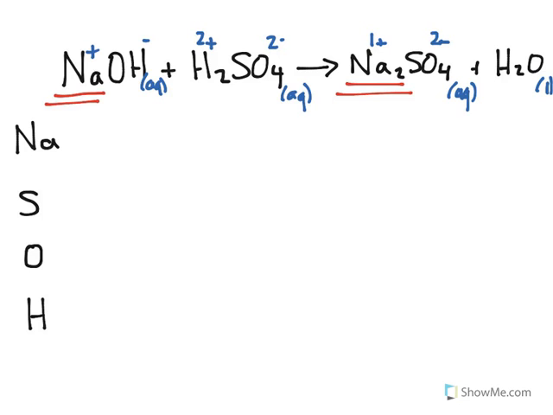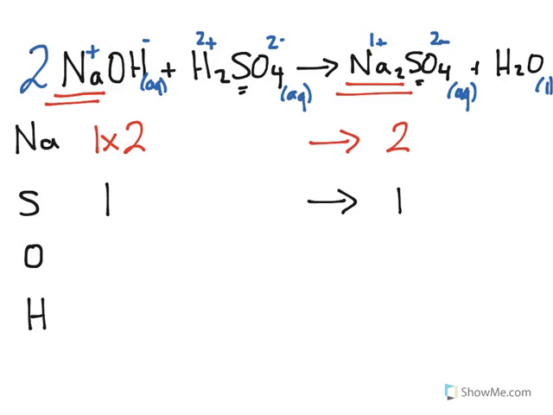Here we can see on the left hand side we have 1 sodium, and on the right hand side 2 sodiums. So we have to start by doubling up on the left hand side, giving us 2 sodium hydroxides. So 2 amounts of sodium hydroxide to 1 amount of sulfuric acid. If we have a look at the sulfur here, we have 1 on the left hand side and 1 on the right hand side. So sulfur at the moment is balanced.